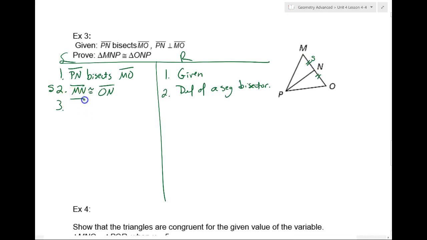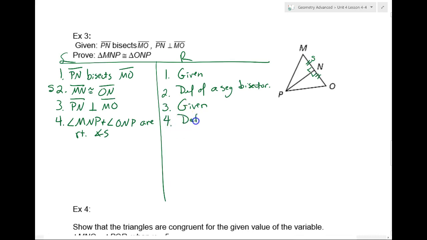We're also given that segment PN is perpendicular to segment MO. That's given. And if I have perpendicular segments, they form what type of angles? Right angles. Again, don't tell me 90. I don't want to do algebra right now. I just want to get really easy stuff here. So the very next thing I'm going to write down, because I need a pair of congruent angles, right? The fact that angle MNP and angle ONP are right angles.